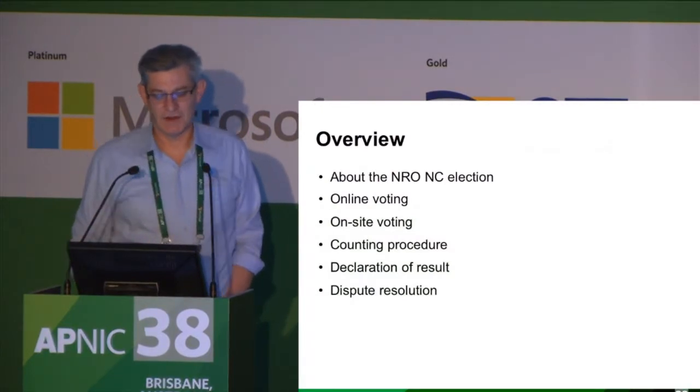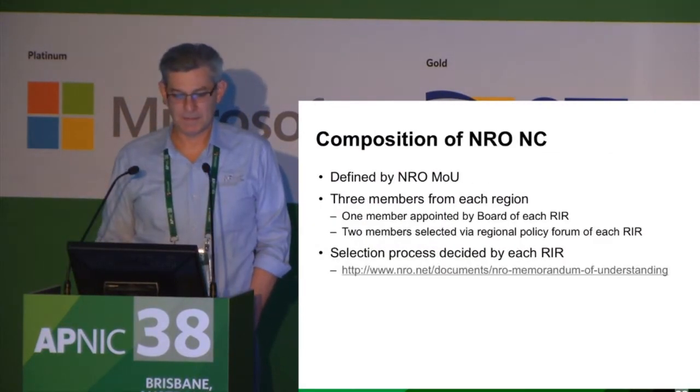So first up, I'm going to run through the NRO NC election procedures. And then once we run through the NRO NC election business, we'll move on to the policy SIG. NRO Number Council elections. This is what I'm going to run through: voting procedures, counting procedures, declaration and dispute resolution procedures.